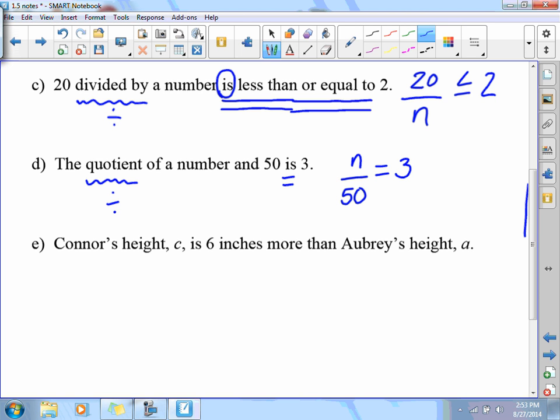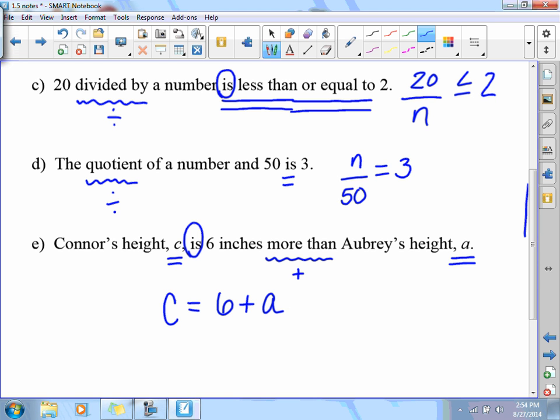And part E, Connor's height, C. Now here they tell you the variable that they want you to use for Connor's height, so we have to use a C. So Connor's height is 6 inches more than Aubrey's height, A, and that's the variable that they want you to use for Aubrey's height. So this more than is going to imply addition. And I also see the word is, so that's going to be an equal sign. So Connor's height, C, is 6 inches more than Aubrey's height.